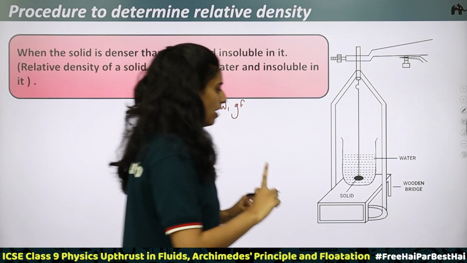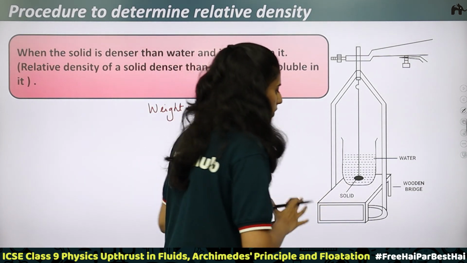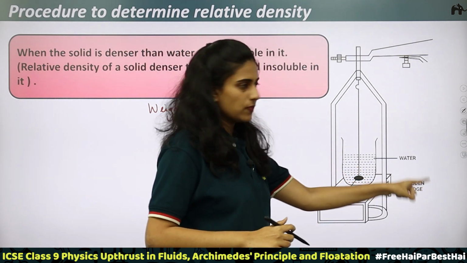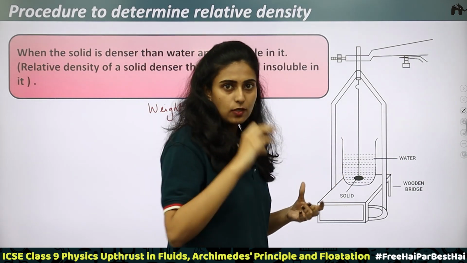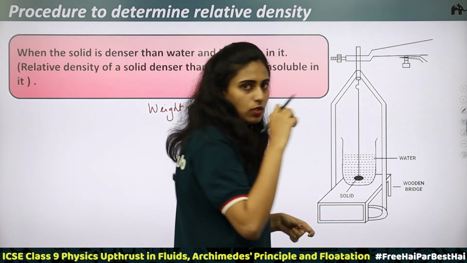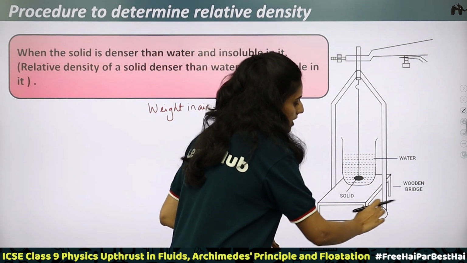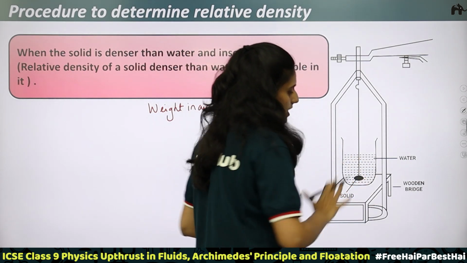Now next, relative density is with respect to water, so we need water here. On the left pan, keep a wooden bridge. After keeping a wooden bridge, take a beaker which is 2/3 filled with water. You have to remember one thing: neither the beaker nor the wooden bridge should touch the left pan. So this is how the setup is.